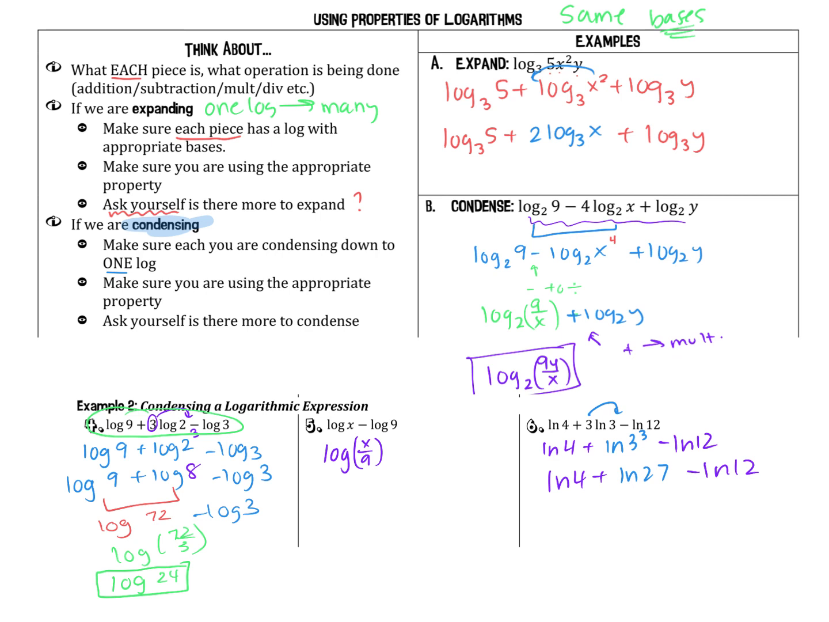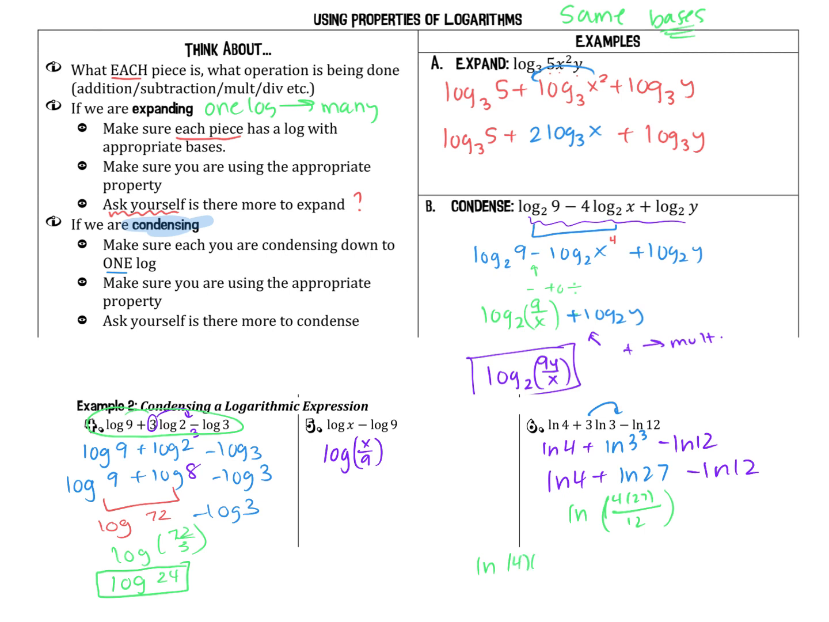So on number 5, there's just one thing to condense, the x and the 9, and we're subtracting, so that's going to condense with division. On number 6, we can move that exponent first. 3 to the third is going to be 27. Then the natural log of 4 and the natural log of 27, that can become multiplication. So 4 times 27 over the 12, since we are also subtracting. And you could do that in 2 steps as well.